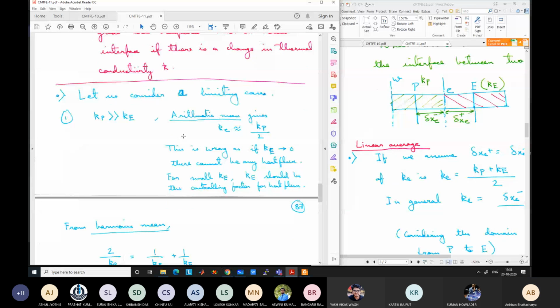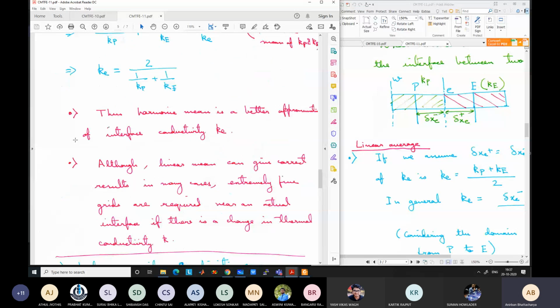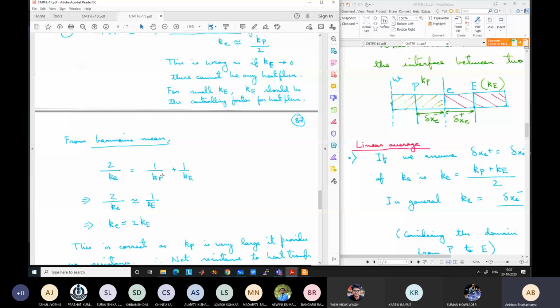I assume it is clear. What happens if we calculate the harmonic mean? The harmonic mean equation was: 2 by k equals 1 by kp plus 1 by kE. 1 by kp can be considered negligible as compared to 1 by ke, because kp is large, so 1 by kp will be very small as compared to 1 by ke. Ke is not 0, but it is a very small value. So 2 by k is almost equal to 1 by ke, or k is equal to 2 ke.